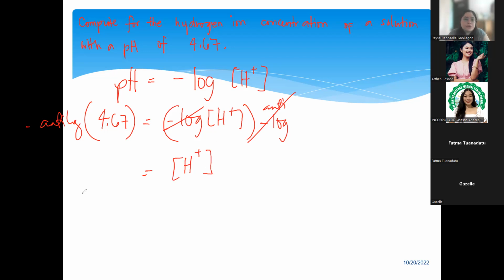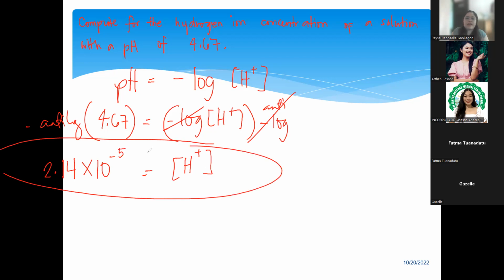So what are we going to do with our calculator? Shift, then log, and then negative, and the number is 4.67. The answer is, with two decimal places, 2.14 times 10 raised to the power of -5. Okay, again, that's 2.14 times 10 raised to the power of -5.